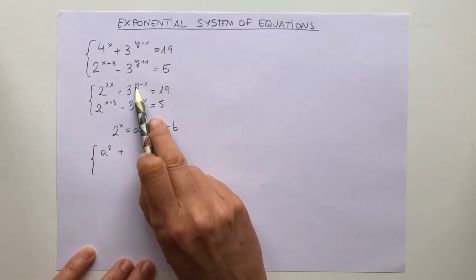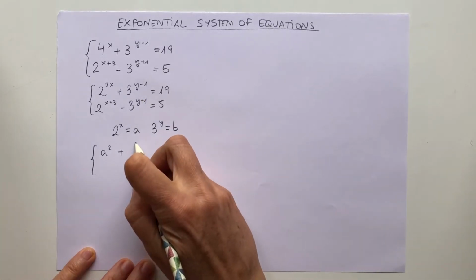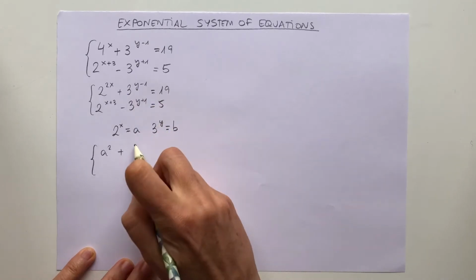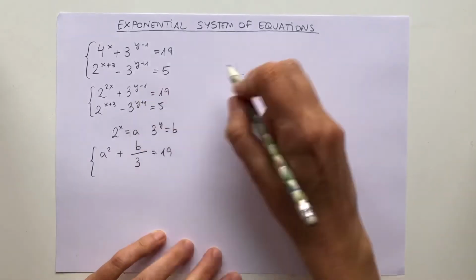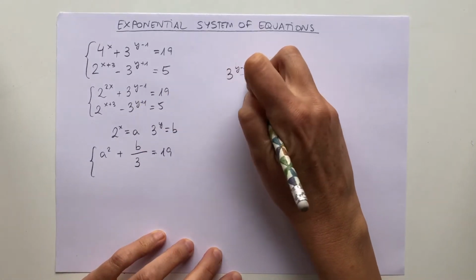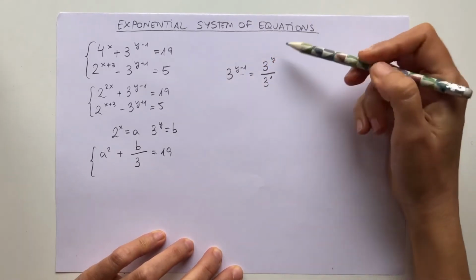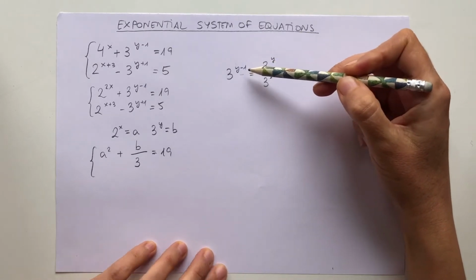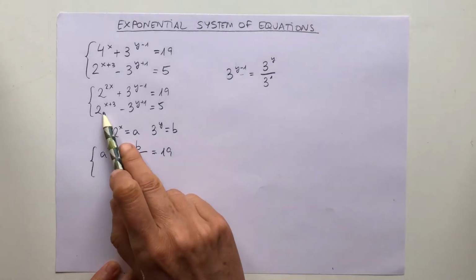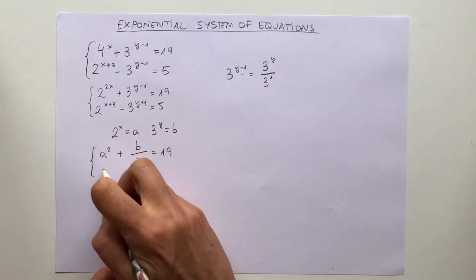Then plus, when I have an exponent subtracting, I can transform this into a division, right? Because I can say that this is 3 to the power of y, that is b, over 3 to the power of 1. Because I'm going to explain this in more detail. This would be 3 to the power of y over 3 to the power of 1. Observe that when we divide powers of the same base, we subtract the exponents, and this is the same as this.